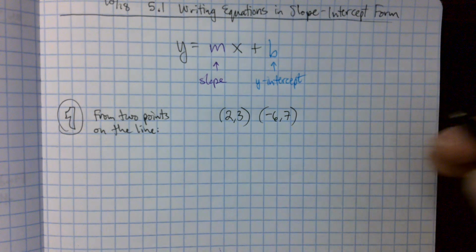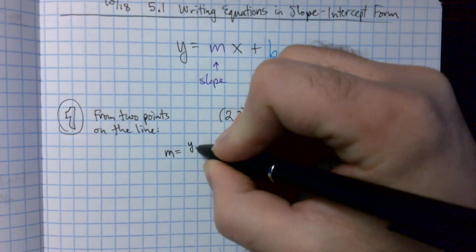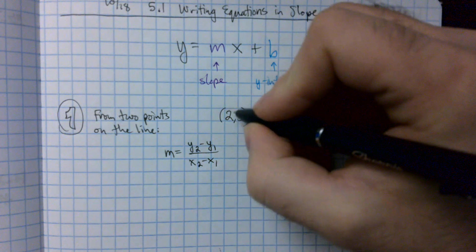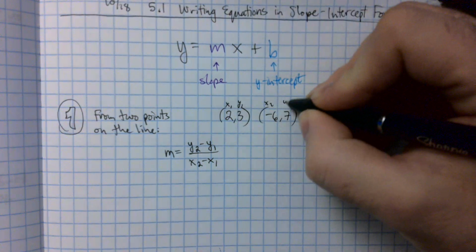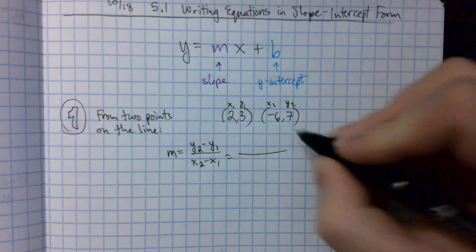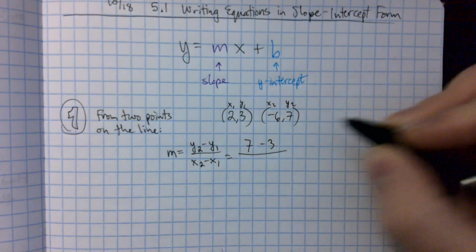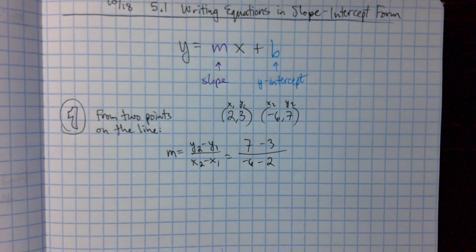So the first thing we want to do is find the slope. We're going to use the slope formula. m = (y2 - y1) / (x2 - x1). I'm going to label my points x1, y1, x2, y2, and then I'm going to plug them in. y2 minus y1 is 7 minus 3. x2 minus x1 is -6 minus 2.